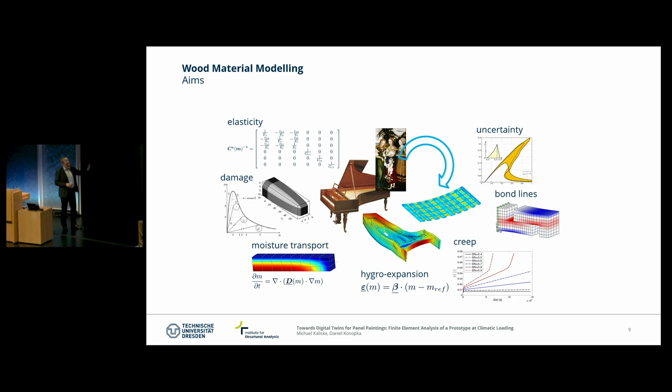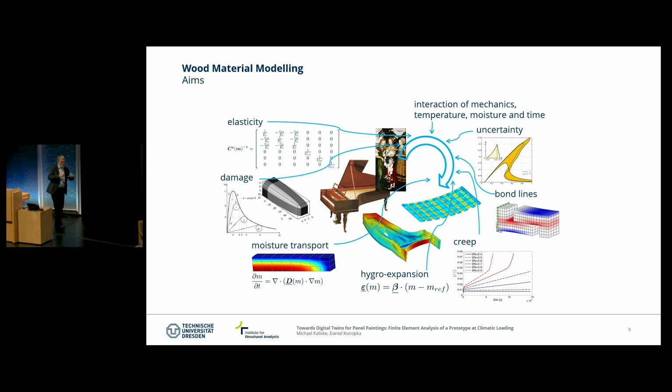So the physics has to be modeled and the data to be used has to be modeled as well. Then we know, of course, that all the physical aspects are interacting with each other, and this way at the end we could have really a relatively complex description of our real object.